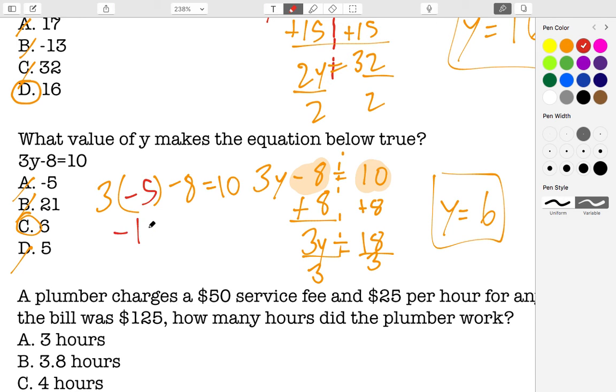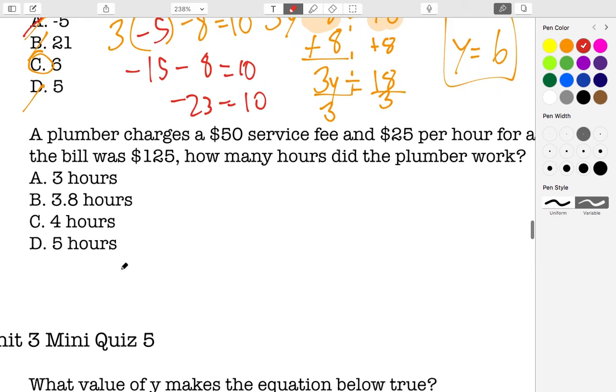Negative 15 minus 8 equals 10. What is negative 15 minus 8? Negative 23. Are these two equal? Negative 23 and 10? No. So you know that negative 5 wouldn't work, and you could cross it off and go through these problems just like that. Okay, both are okay, as long as you're getting the correct answer.